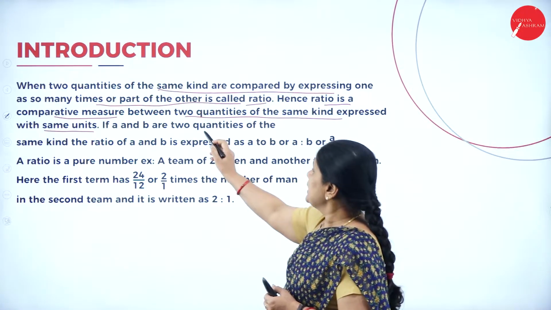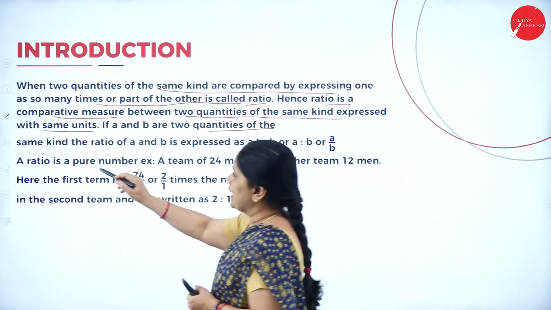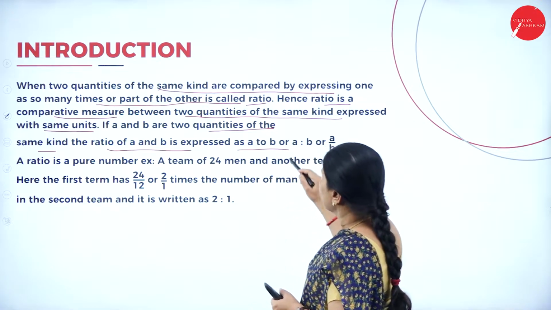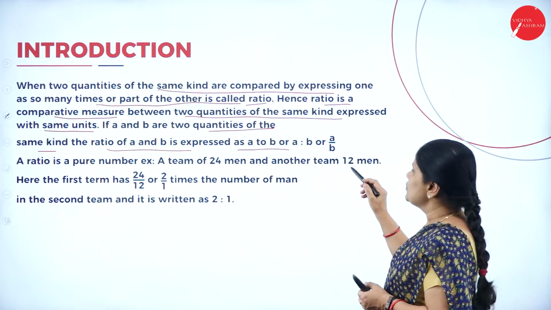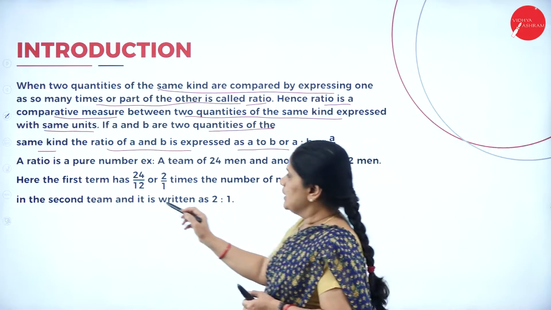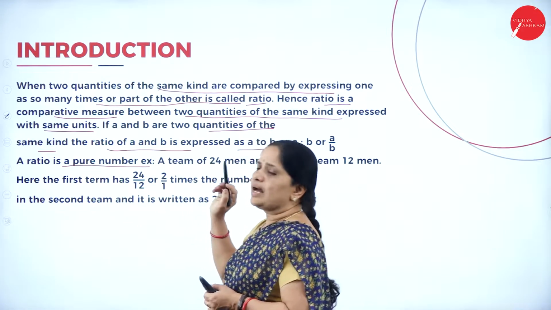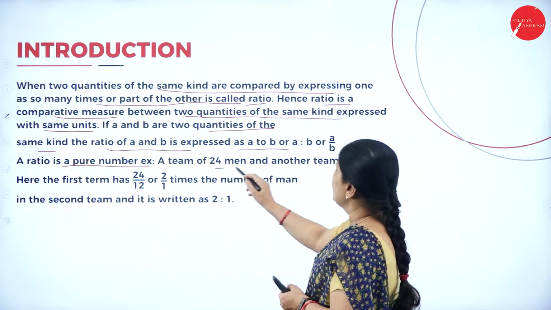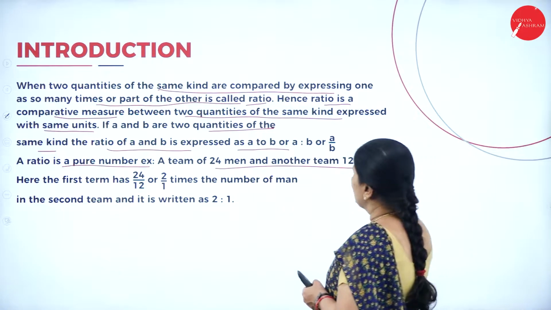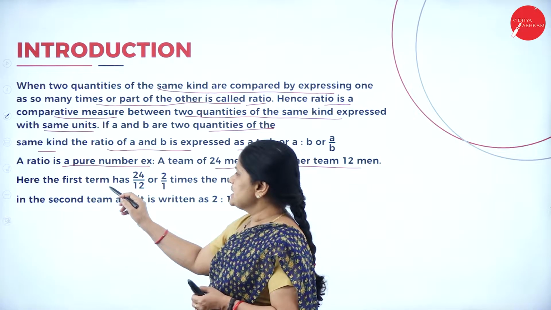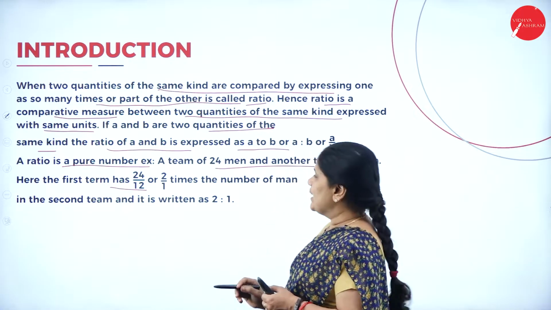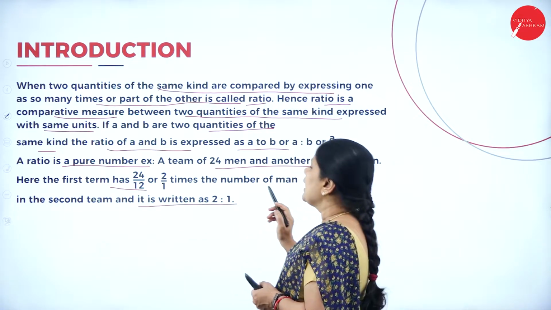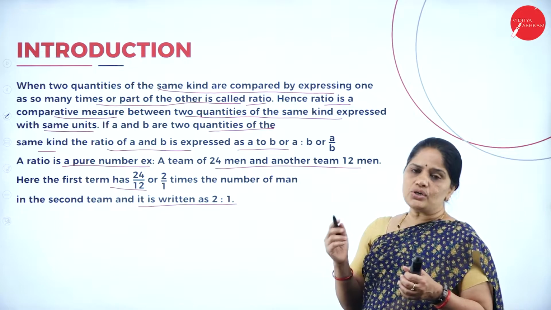If A and B are two quantities of the same kind, the ratio of A and B is expressed as A to B, or A is to B, or A by B. A ratio is a pure number. For example, a team of 24 men and another team of 12 men. Here, the first term has 24 by 12, or 2 by 1 times the number of men in the second team, and it is written as 2:1.